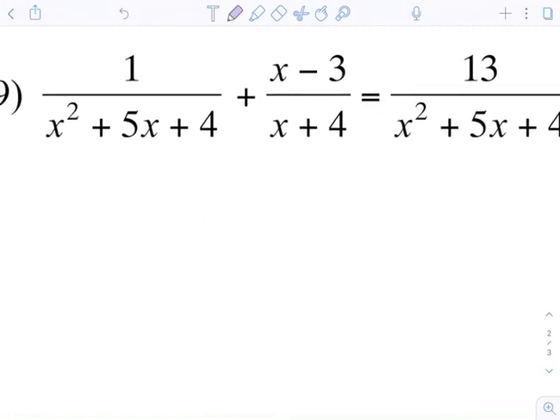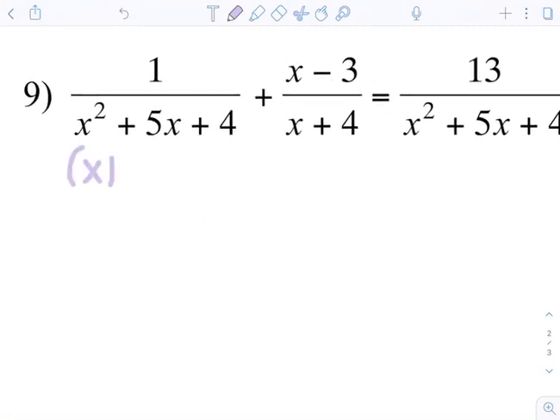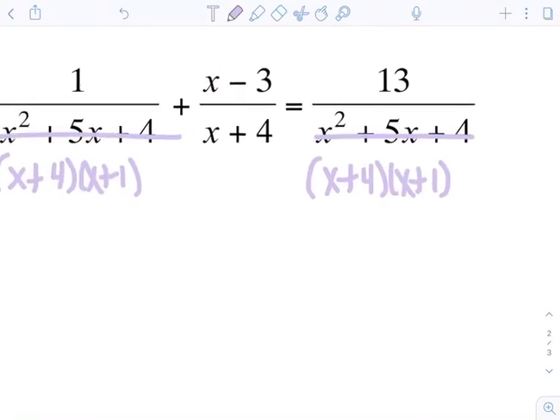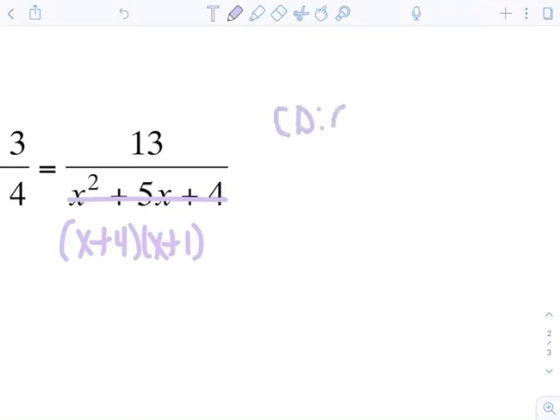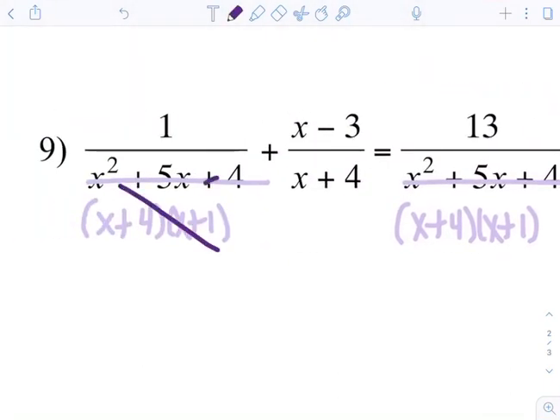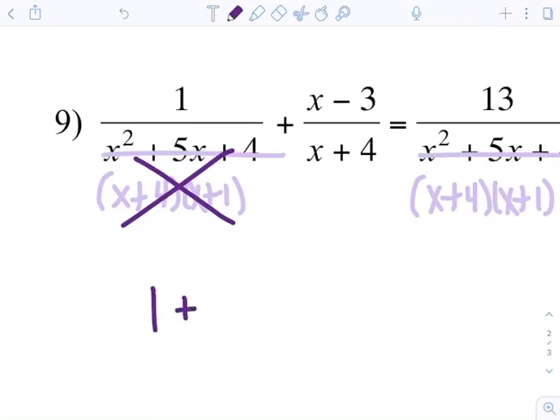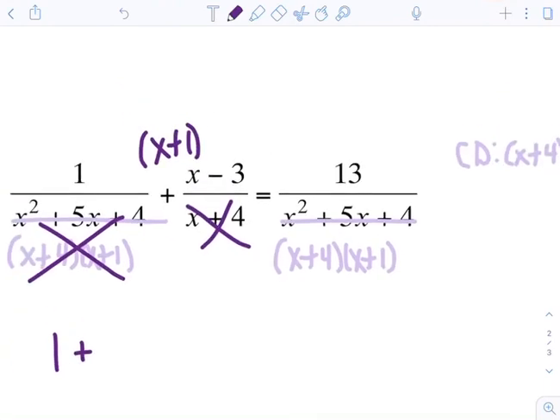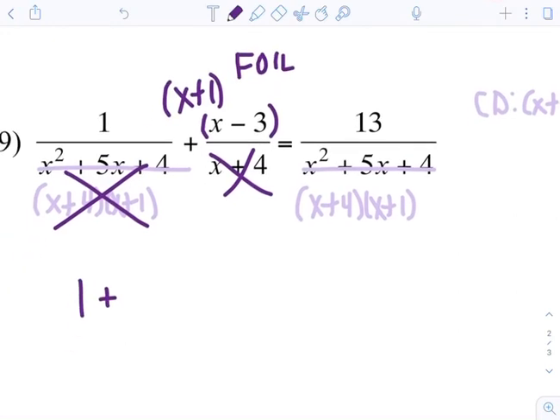Okay, number 9. We're going to factor, so x plus 4, x plus 1, right? It multiplies to be 4, but adds to be 5. Okay, the common denominator is x plus 4, x plus 1. So the first one already has my common denominator, so I don't need to multiply by anything. The second one is missing x plus 1, so I have to multiply the numerator by x plus 1. Lucky us, we get to FOIL.